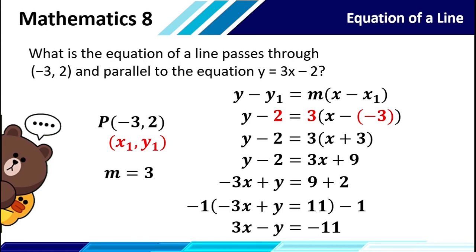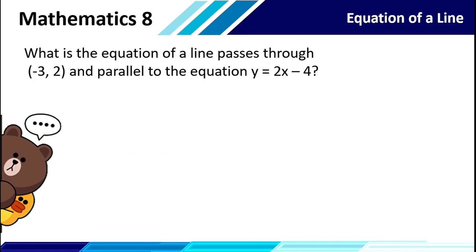Therefore, the equation of the line that passes through the point negative 3, 2 and is parallel to the equation y equals 3x minus 2 is 3x minus y equals negative 11. Let's have another example. What is the equation of the line that passes through negative 3, 2 and is parallel to the equation y equals 2x minus 4?